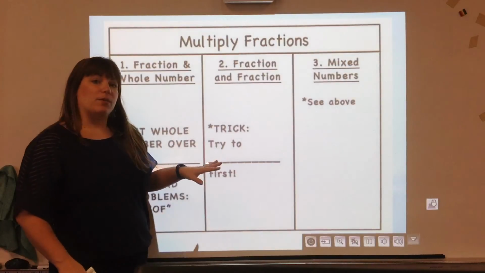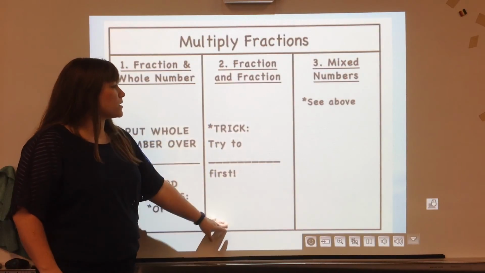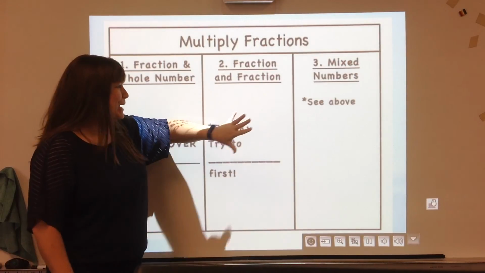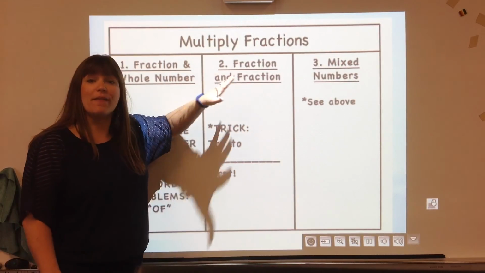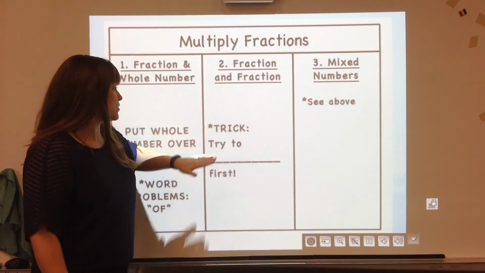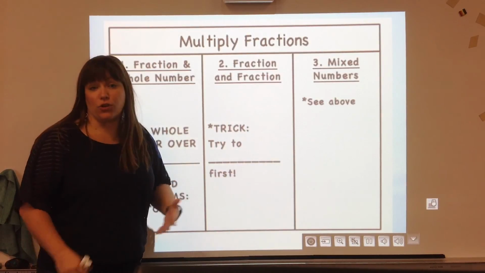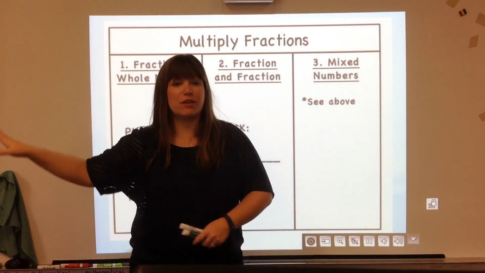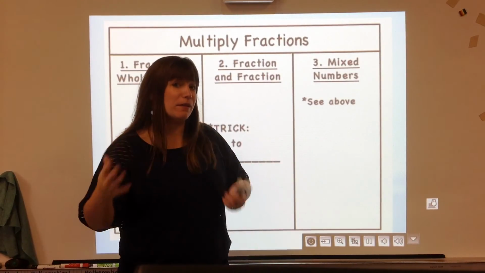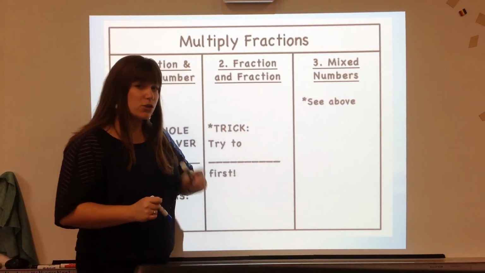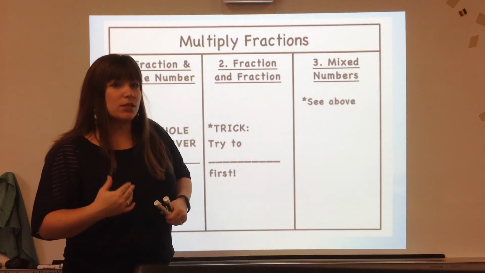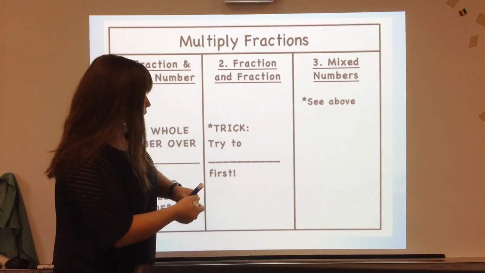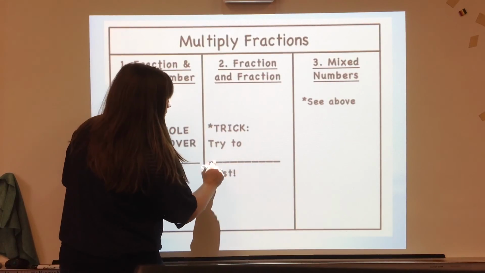So here we are with page 36. In the center, there's the fraction and fraction column. That's what we're talking about today. When there's two factors, then they're both fractions. The trick that I'm going to show you, you can always just multiply across the numerators and multiply across the denominators and then simplify. However, there is a trick that makes it a little less cumbersome or hard to deal with those large multiplication examples that you might have to do.